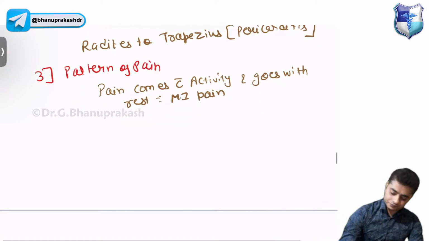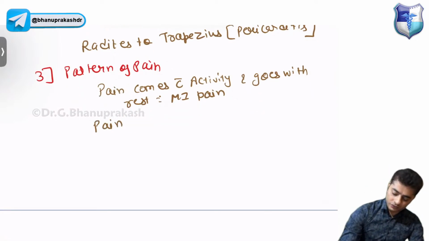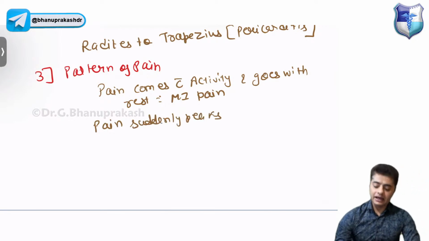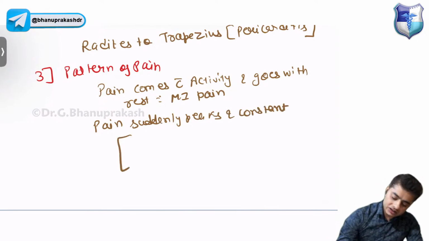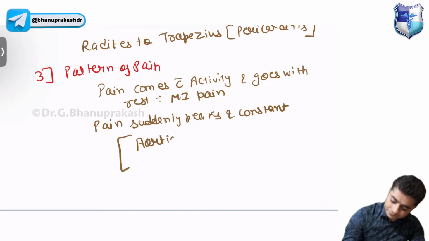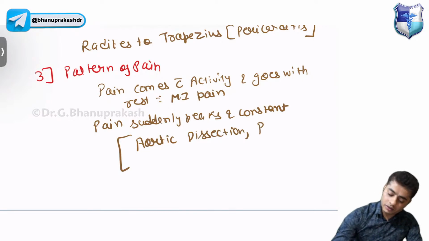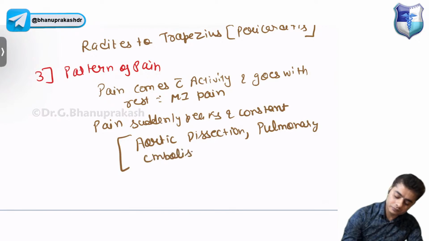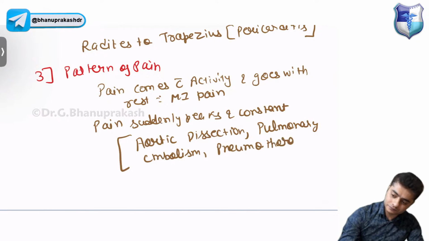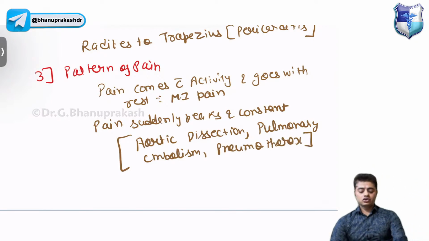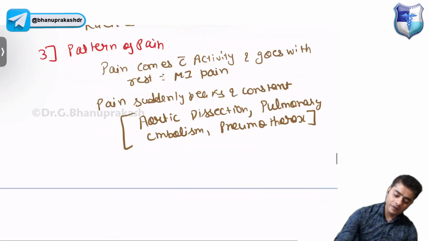Okay. Now, this is a pain which suddenly peaks, and then it remains constant. What are these conditions? These are your aortic dissection, this is your pulmonary embolism. Okay. And last but not the least, it's pneumothorax. Okay.